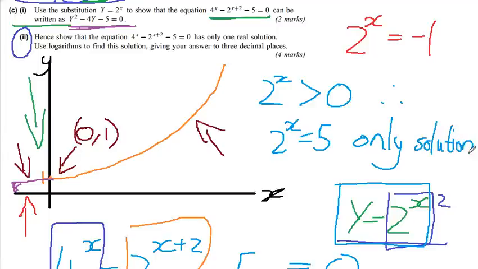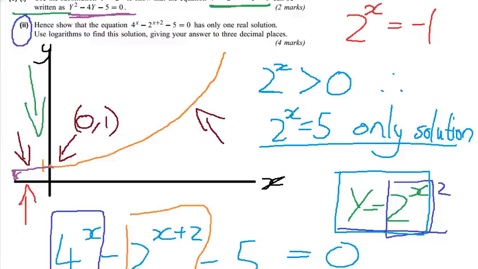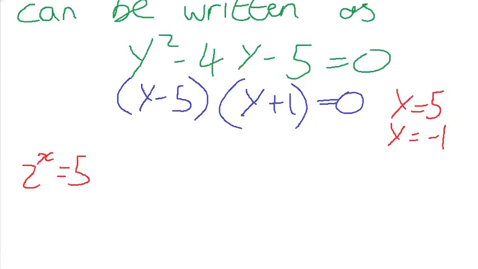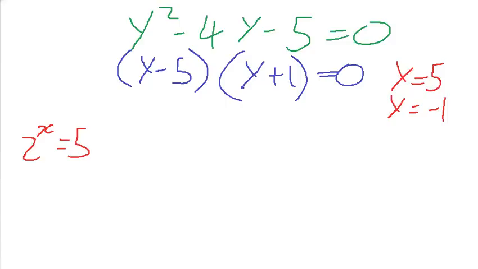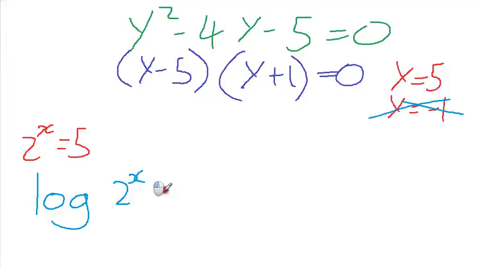So let's work out what that is then, using logs. It says use logs. So we have that there. Minus 1, not a solution. Get rid of that. So let's log both sides. Log 2 to the power of x equals log 5. Sometimes you have a little base number there. It doesn't matter what that is in this case, because we're not dealing with different logs with different bases on different sides, so let's ignore that for now.